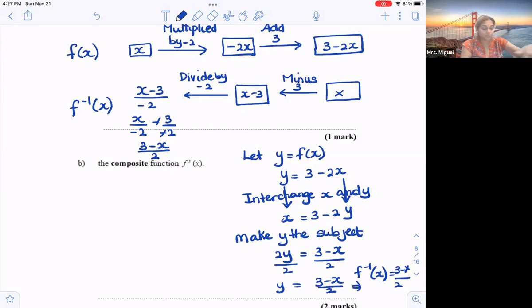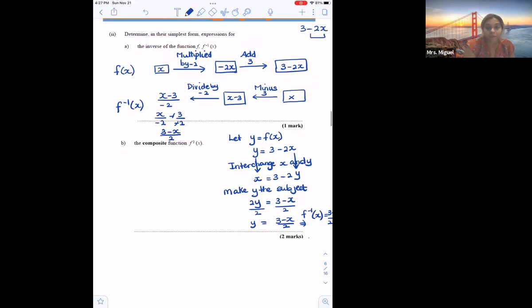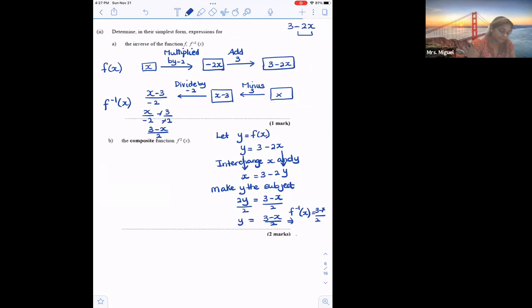So there are two ways of working out this. We can do it using that flow diagram, or we can let y be equal to f of x. The important thing is for us to perform the opposite operation. So the opposite of minus is plus, the opposite of multiply is divide, right? So take down whichever one you want on the screen and let's go to the composite function.